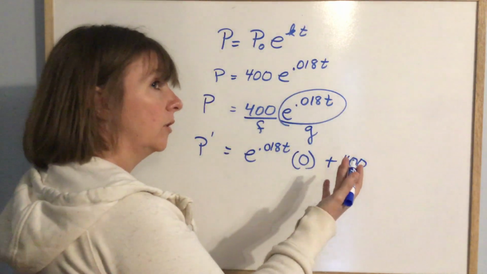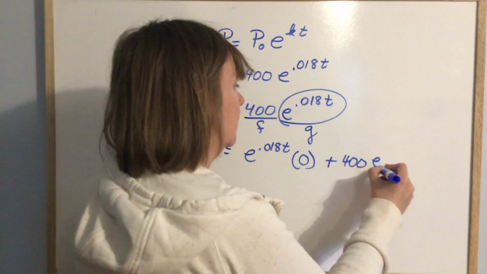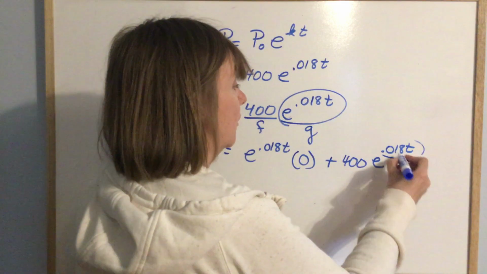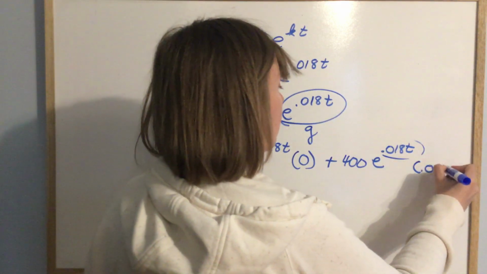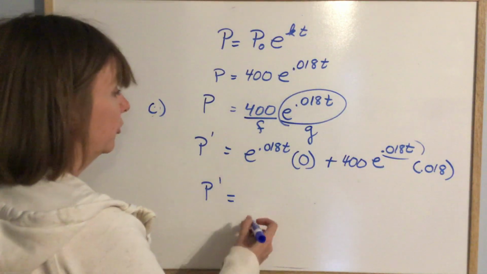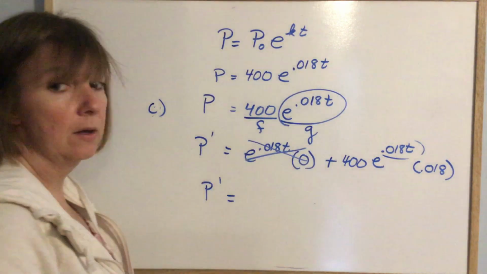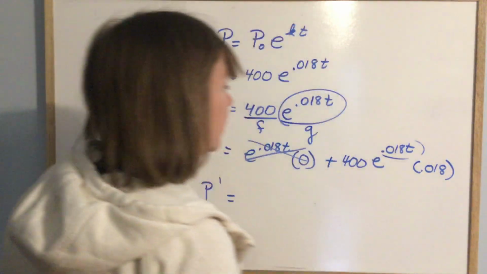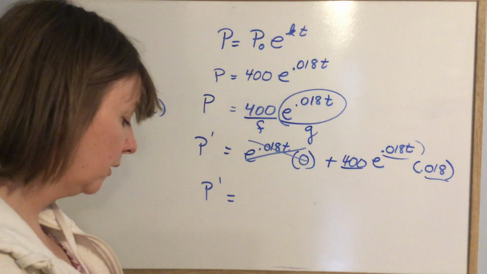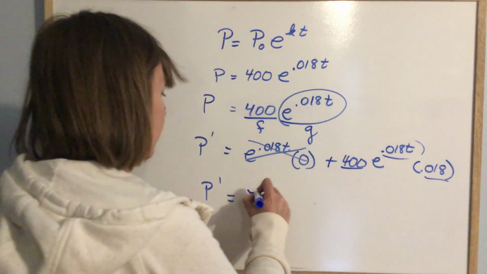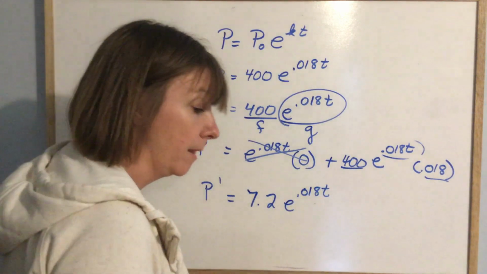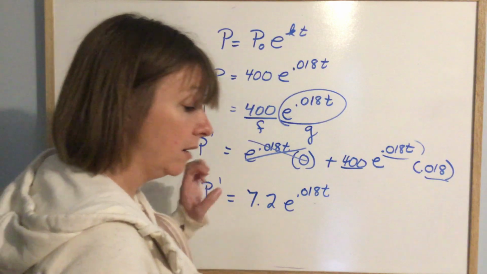Now remember, to do the derivative of e to a power, first do the derivative of e, which is just e, then do the derivative of the exponent, which would be 0.018. So to clean this up, my rate of change, first off, that's gone. If I do 400 times 0.018, I get 7.2 e to the 0.018t. So that's the derivative. That is the rate of change formula.